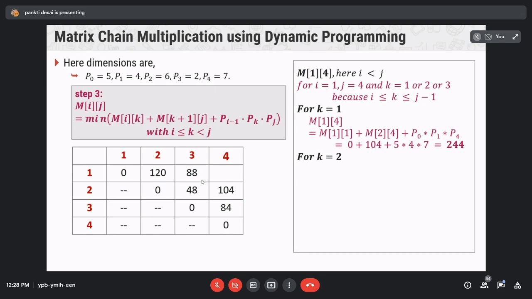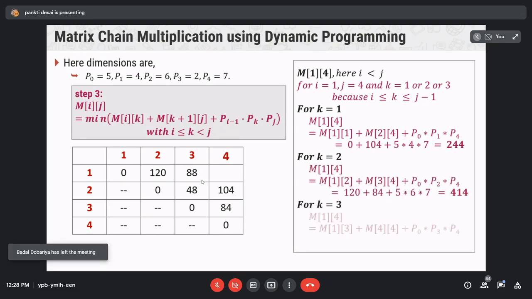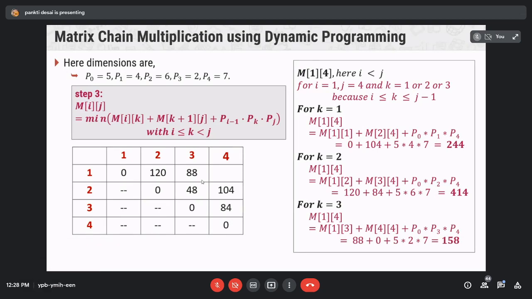Now for k equals 2, find the value of M14, and for k equals 3, find the value of M14. All of you find the value for k equals 1, k equals 2, and k equals 3. So for k equals 1, we get 244, for k equals 2, we get 414, and for k equals 3, we get 158.